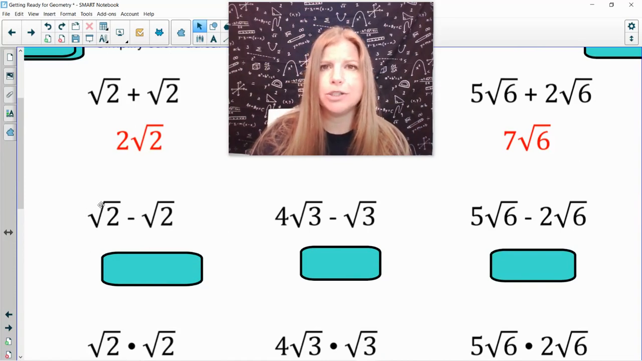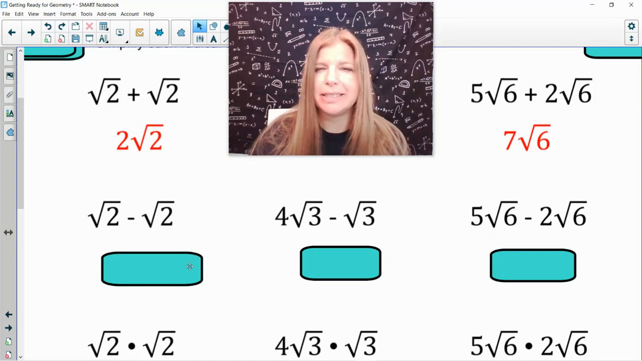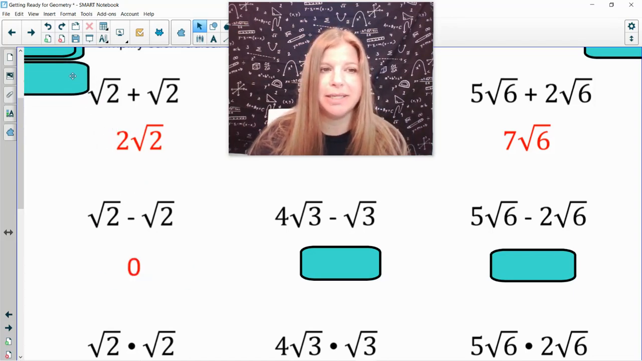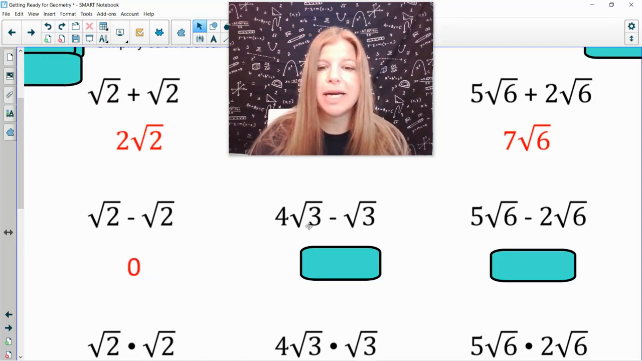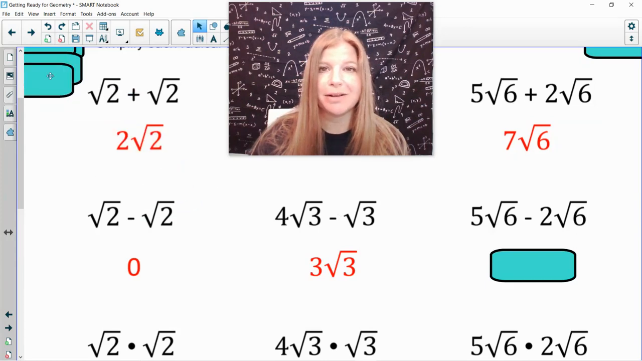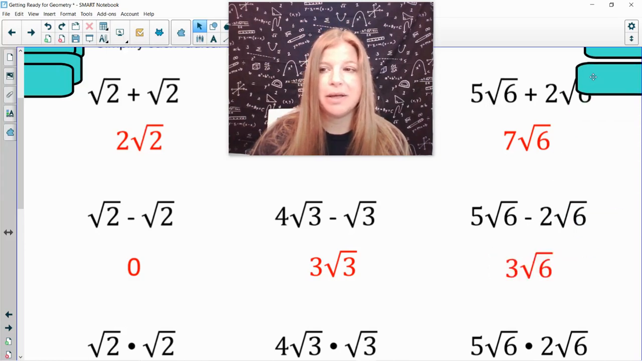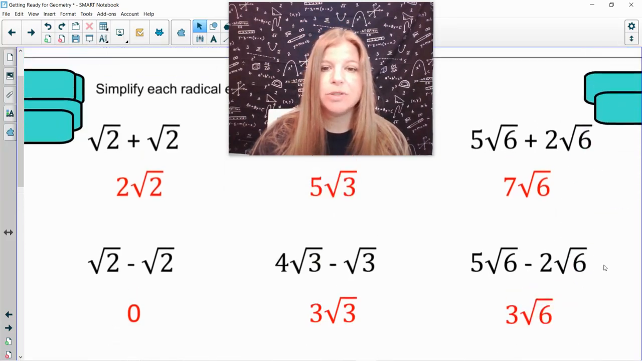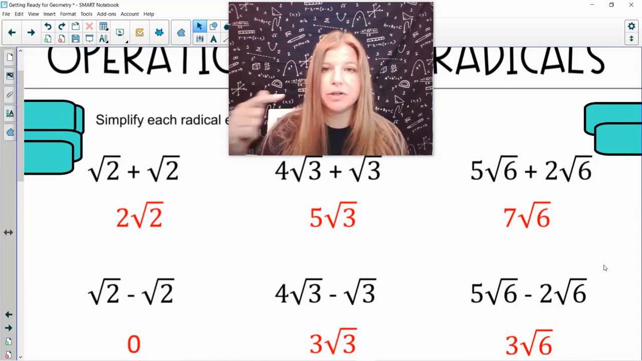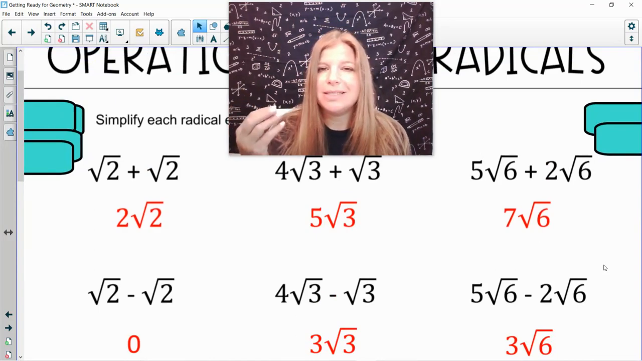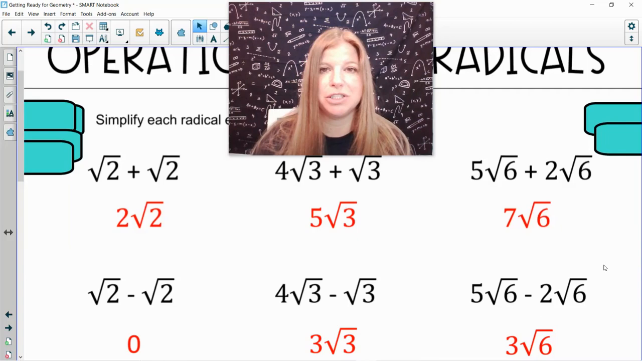Well, 1 radical 2 minus 1 radical 2, 1 minus 1 is 0. I'm not going to write 0 radical 2. I'm just going to write 0. 4 radical 3 minus radical 3 is really saying 4 radical 3 minus 1 radical 3, which would be 3 radical 3. 5 radical 6 minus 2 radical 6, 5 minus 2 is 3, and that would be 3 radical 6. So we should see the comparison between the first row of problems and the second row. Same values, I just switched it from addition to subtraction.